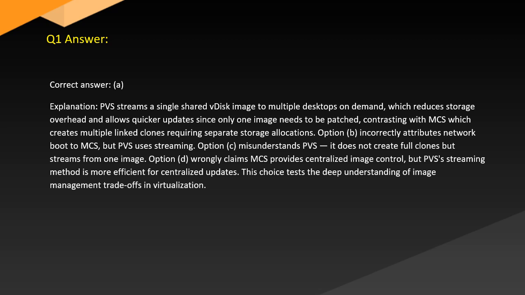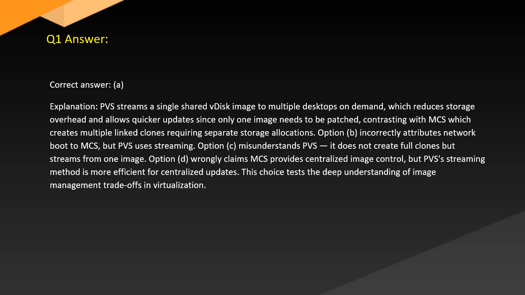Answer. Correct answer: A. Explanation. PVS streams a single shared vDisk image to multiple desktops on demand, which reduces storage overhead and allows quicker updates since only one image needs to be patched, contrasting with MCS, which creates multiple linked clones requiring separate storage allocations.